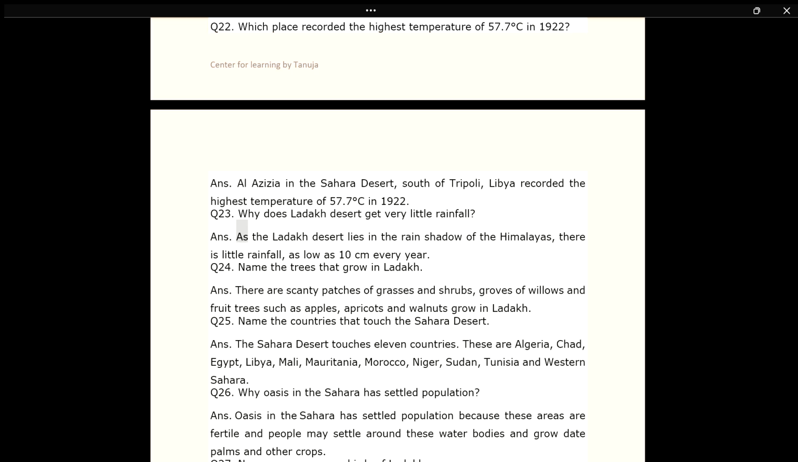Q23. Why does Ladakh Desert get very little rainfall? Ans. As the Ladakh Desert lies in the rain shadow of the Himalayas, there is little rainfall, as low as 10 centimeters every year.